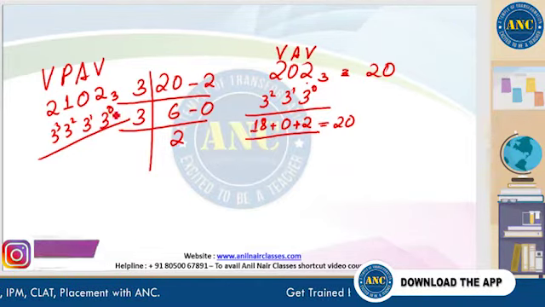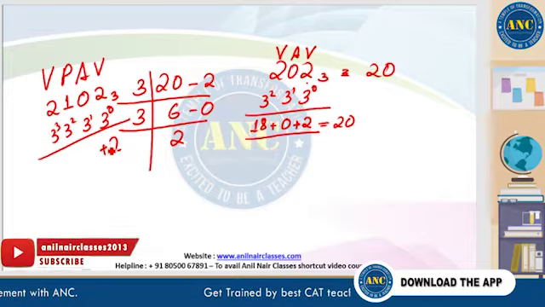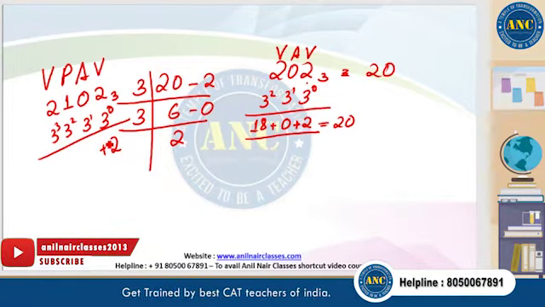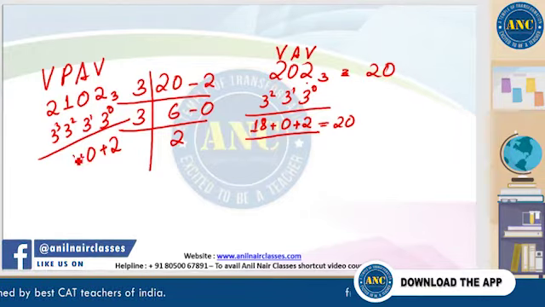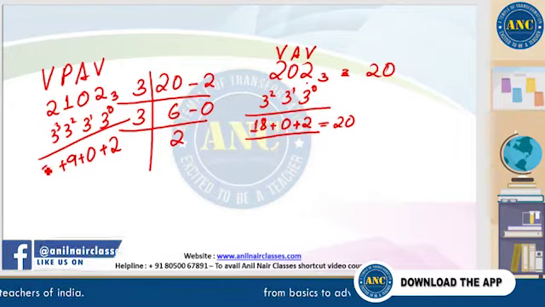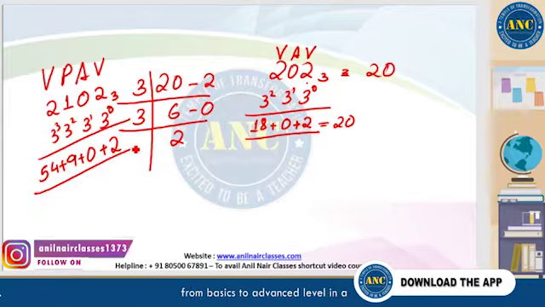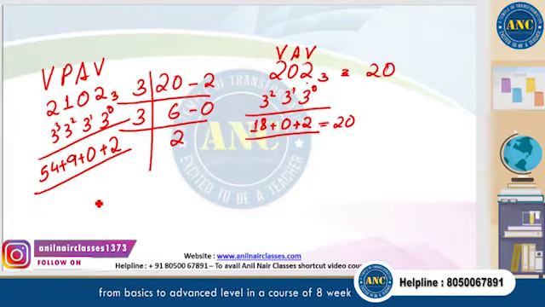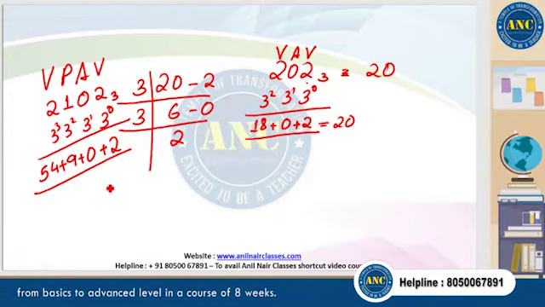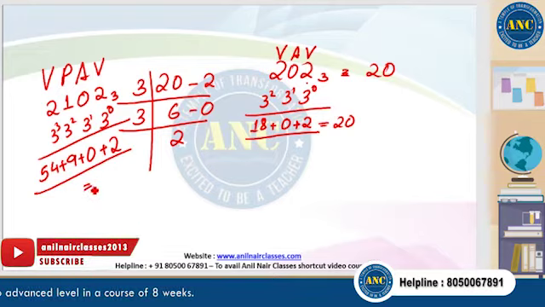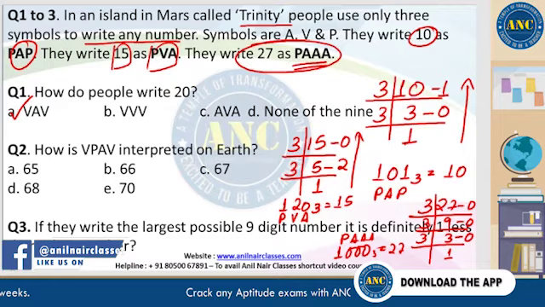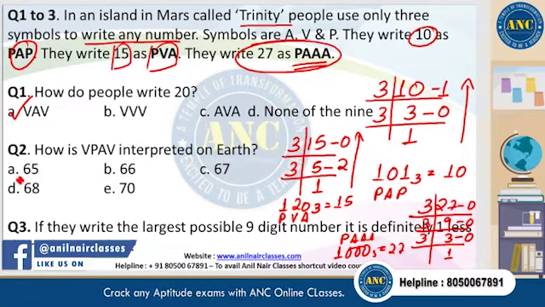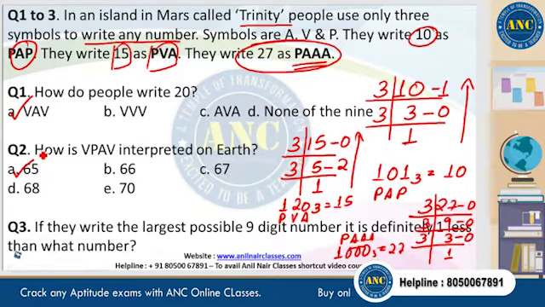We start with 3 power 0 into 2, that is 2. 3 power 1, that's 3. 3 into 0, that is 0. 3 square is 9. 9 into 1 is 9. And 3 cube is 27. 27 into 2 is 54. So if we add all these values, we have 54 plus 9, that is 63. 63 plus 2, that is 65. So the value of VPAV would certainly be 65.